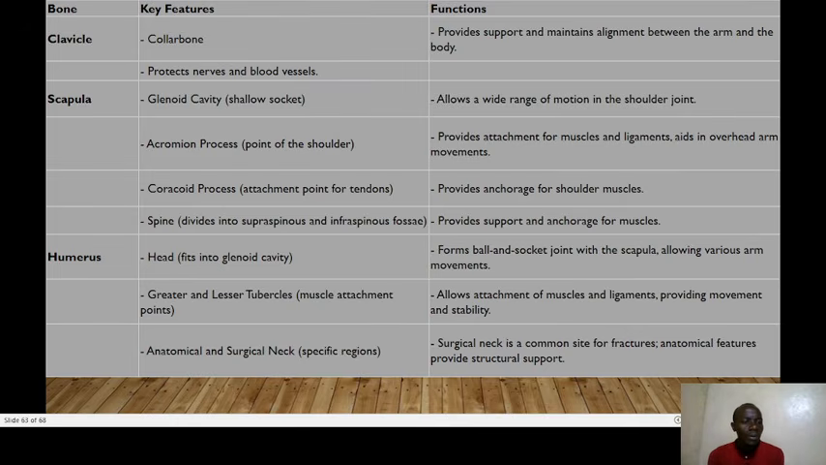We also have another bone, the humerus, which has the head that fits into the glenoid cavity, forming the ball and socket joint with the scapula, allowing various arm movements. Then you have the greater and lesser tubercles, which provide muscle attachment points for muscles and ligaments, providing movement and stability. Lastly, you have the anatomical and surgical neck. This is a specific region. The surgical neck is the most common site for fractures. Anatomical features provide structural support. So the neck is the most affected in that case.